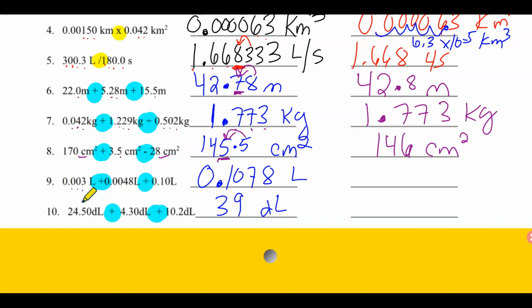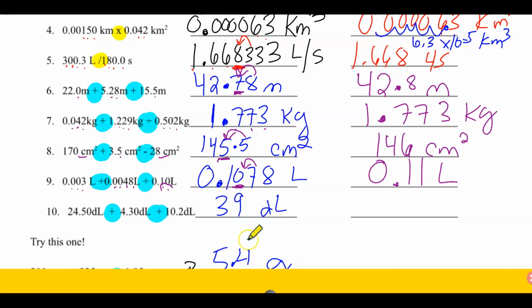Okay. Number 9. 1, 2, 3 decimals. I'm not counting sig figs, I'm counting decimals here, remember. I know that number only has 1 sig fig, but I'm counting decimal places. 1, 2, 3, 4, 1, 2. Okay, I'm going to 2 decimal places right here. So 1, 2, look to the right. Will that 7 round up the 0? Yep. 0.11 liters.